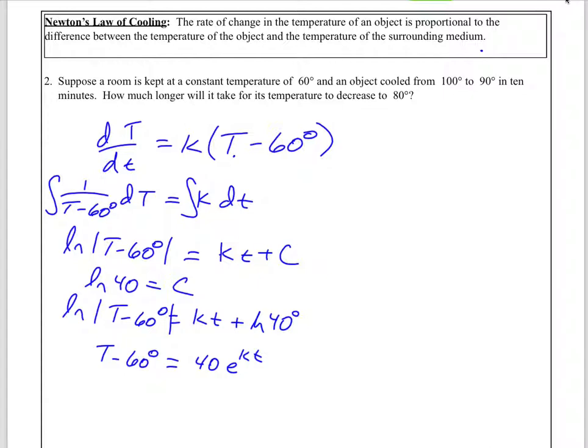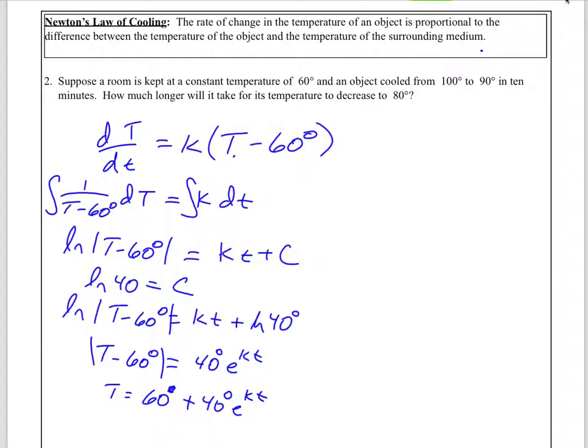Now what do I want to do? Add 60. Oh, plus or minus. So this is going to be T equals 60 plus or minus 40 E to the KT. Now at this point I need to decide, do I want the positive or do I want the negative? Positive. It would be 80. Wait, is that right? Yeah, you're right.